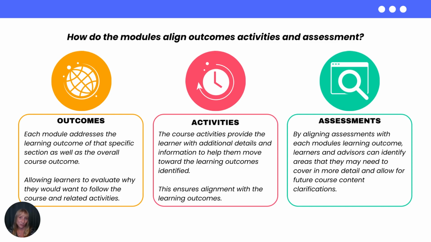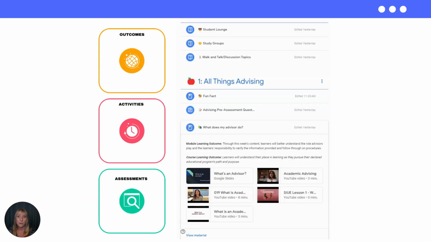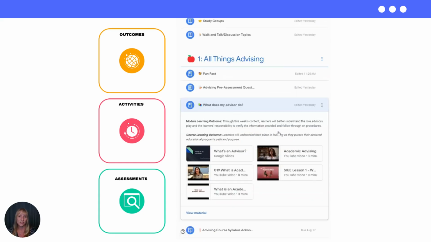By keeping that end goal in mind, we really evaluate what advising seeks to help learners understand as a result of the content covered in each of the modules and throughout the course as a whole. Because each module addresses the learning outcome of that specific section, as well as the overall course outcome, learners can evaluate why they would want to follow the course and related activities.